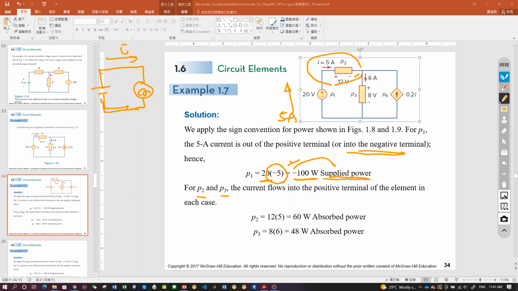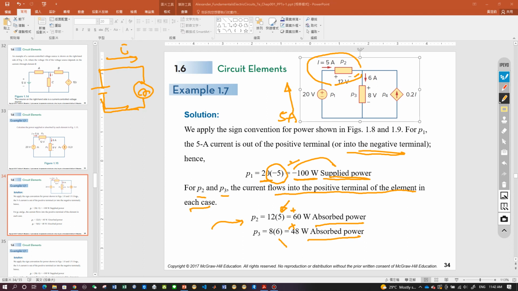The current flows into the positive terminal of the element in each case. Look at that, flow into the positive terminal of the element. So you can see P2 here, here is P2. So this is 5. This is, look at that. This is 5. This is 6. So this absorbs power because it is plus. So this is all absorb power.